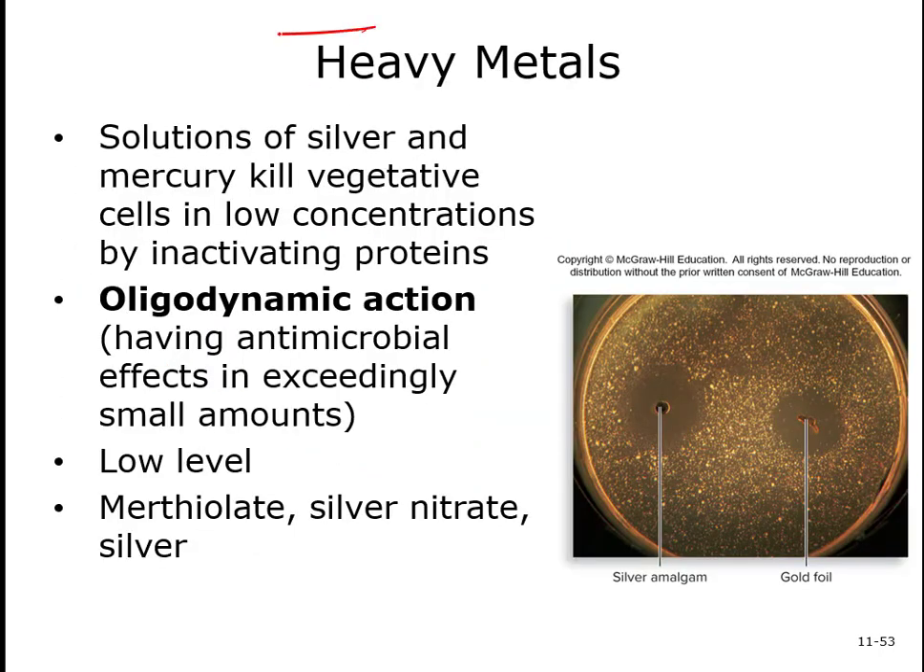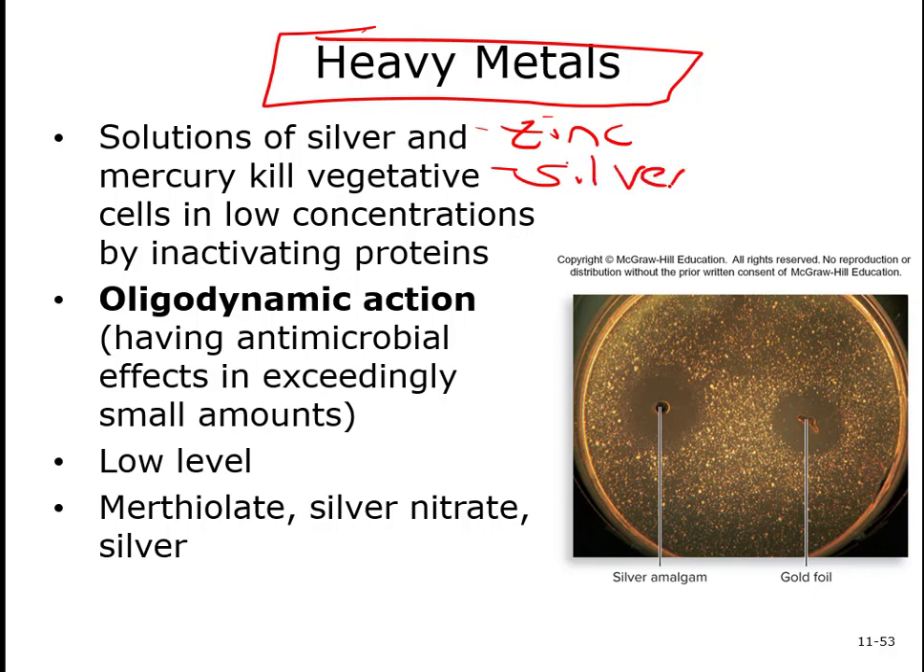And finally, heavy metals. Some examples of heavy metals are mercury, zinc, and silver. There's actually a burn cream called silver sulfadiazine or silver nitrate that they'll put over burns to act as a disinfectant. Heavy metals have what we call oligodynamic action. This means they work even in very, very small amounts. There's even some like algae killer. If you have a lake that's contaminated with algae, they might use some heavy metals to try to kill off the algae since it may be safe to put in the lake. These are very low level though. They're mostly used for skin or burn ointments.